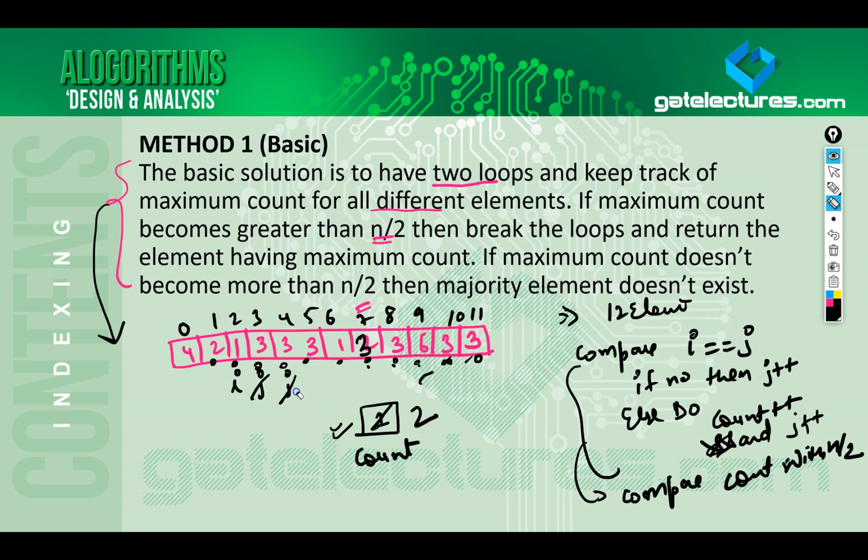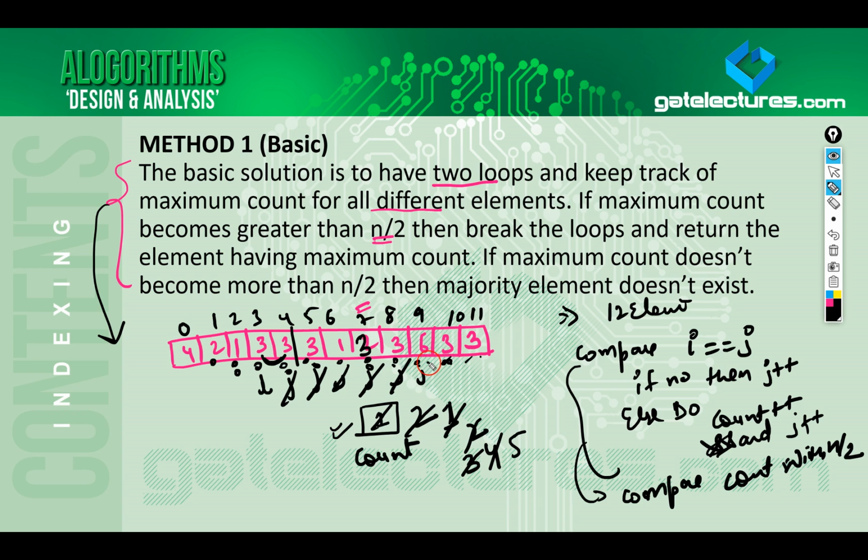Now next time increment the value of i, so i will come here, again initialize the value of count with 1. So compare i and j. Now this 3 and this 3 are equal, so count will be 2. Increment the value of j. These 3 and 3 are equal, so count will be 3. Increment j. This 3 and 1 is not equal, increment the value of j. 3 and 3 is equal, so count will be 4. Now again 3 and 3 is equal, so count will be 5.